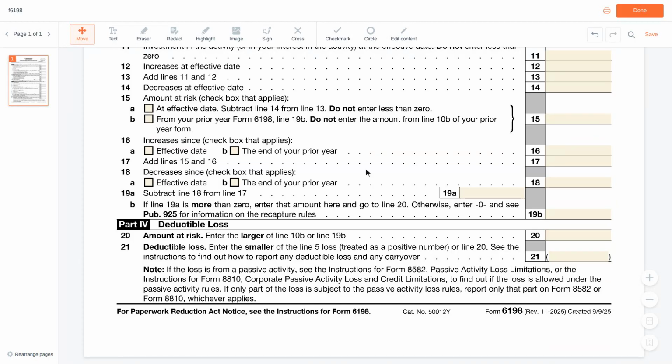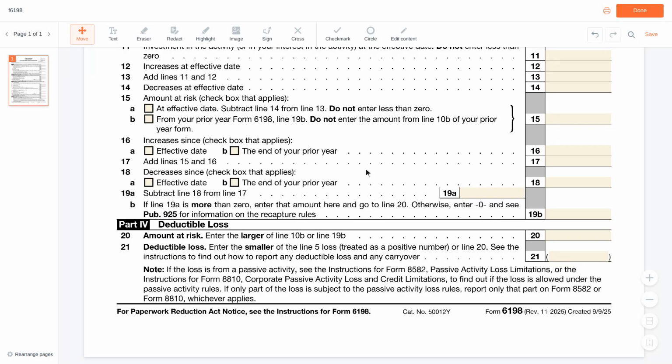Part 2 calculates the deductible loss for the current year. The deductible loss is the smaller of the current year loss or the amount at risk computed in Part 1. Any disallowed loss is suspended and may be deducted in future years when your at-risk amount increases.